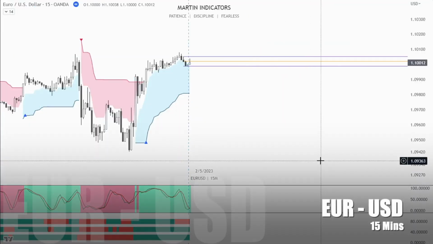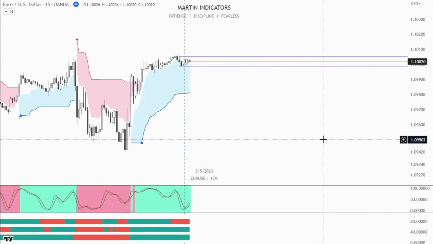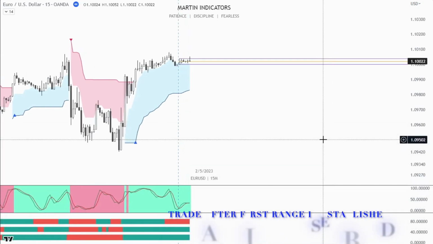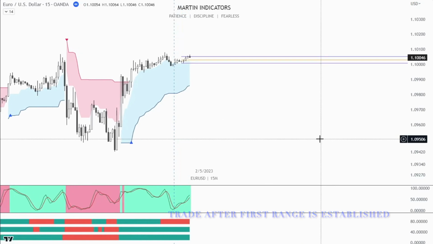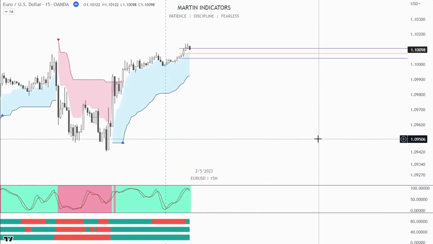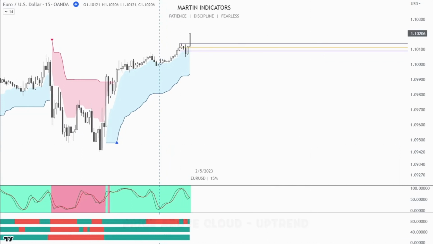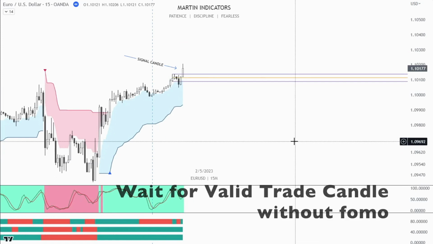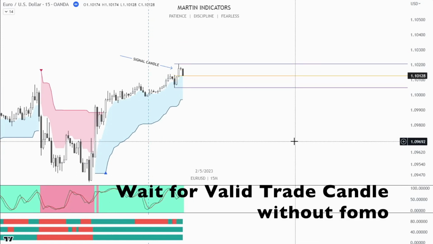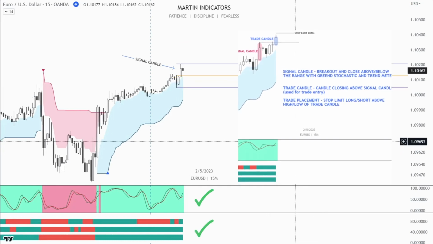We are looking at the EUR/USD chart on a 15 minute time frame, and we are at the start of the day. Rule number 1, no trading before the establishment of the first range on the range indicator, as we need a range of 45 minutes in the case of a 15 minute time frame to develop. Price is above the Martin cloud, so the trend is bullish. We will take setups only when we have a valid signal candle and a trade candle. We have a valid long signal here. We will wait for the price to close above the signal candle high to mark it as a trade candle.